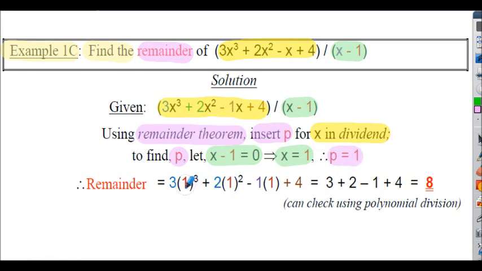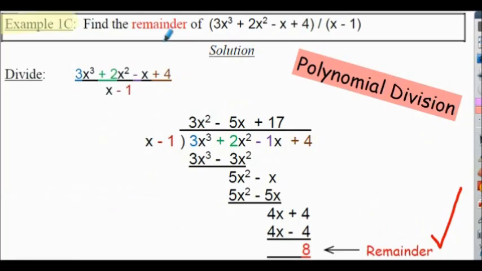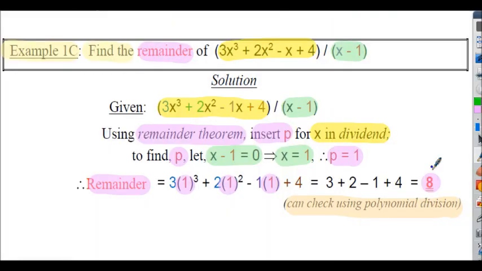Inserting the value of 1 into the dividend above and evaluating, the remainder is 8. And we can again check this using polynomial division. Here's example 1c, again trying to find the remainder of our given expression, but this time we're using polynomial division. Here's the actual polynomial division calculations undertaken, and we can clearly see the remainder is 8, as found from Remainder Theorem, shown here.